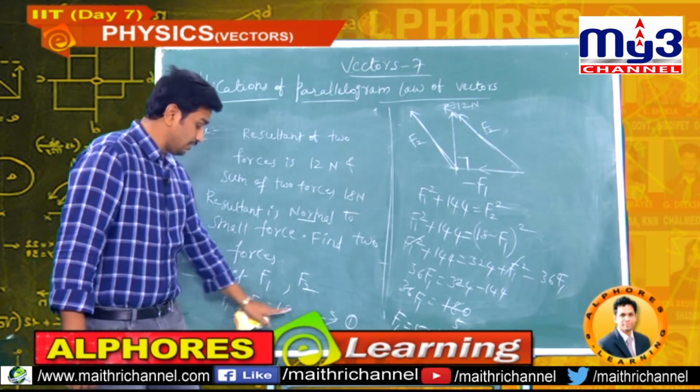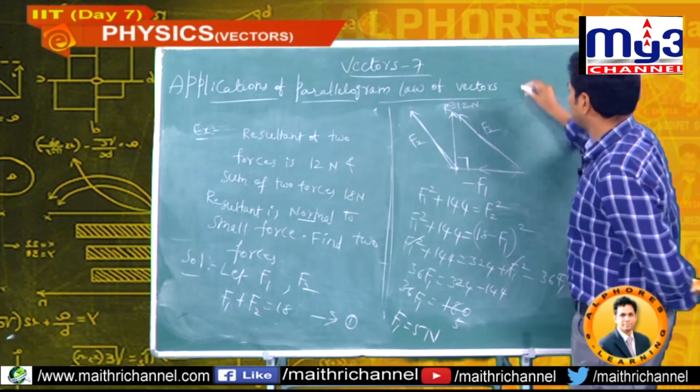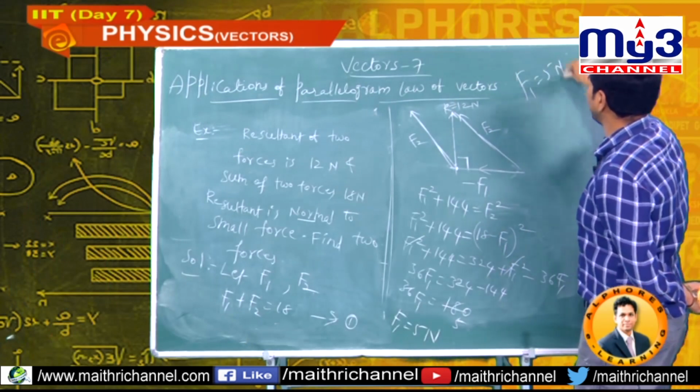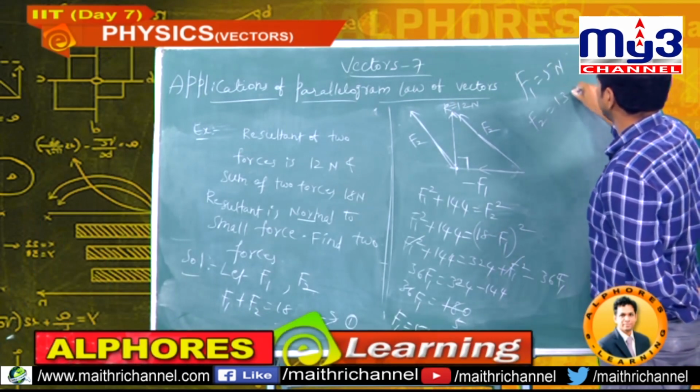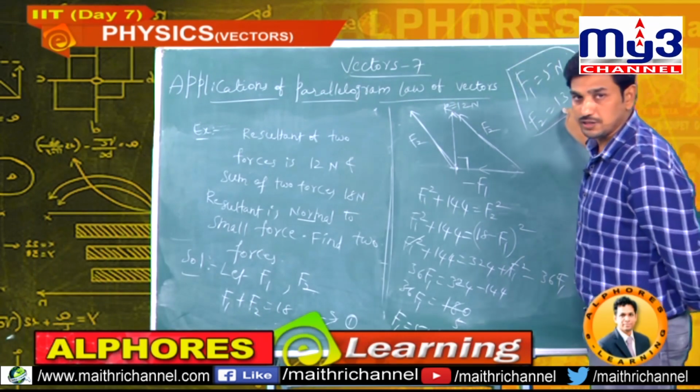Can you take 5 to this side? F2 value is 13. Now what are the two values? F1 is the smaller one, 5 newtons. F2 is 13 newtons. Now what is the sum of these two? 18, according to the given question.